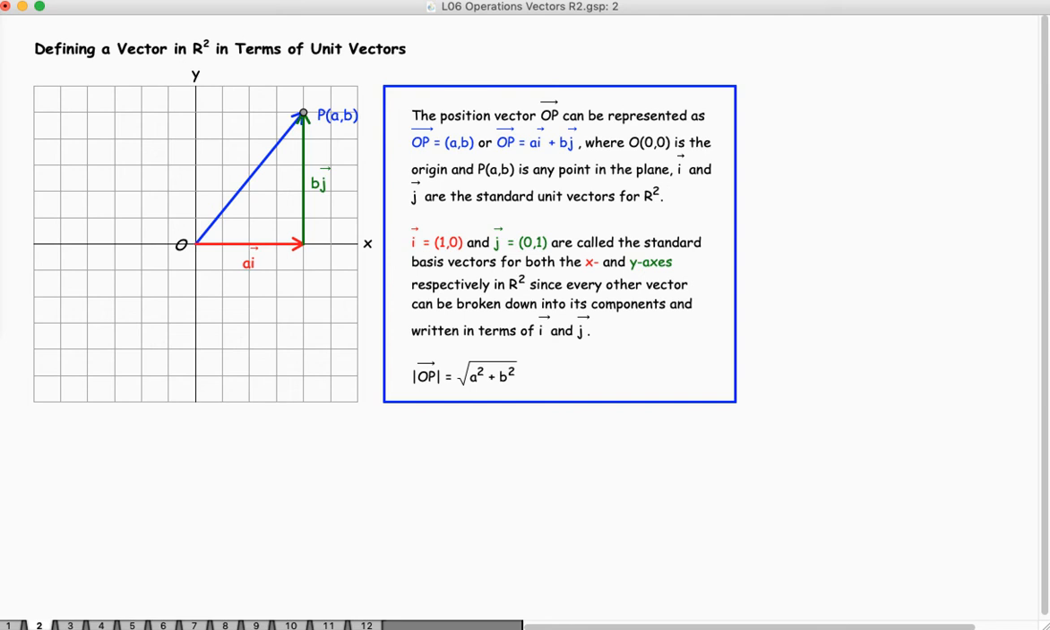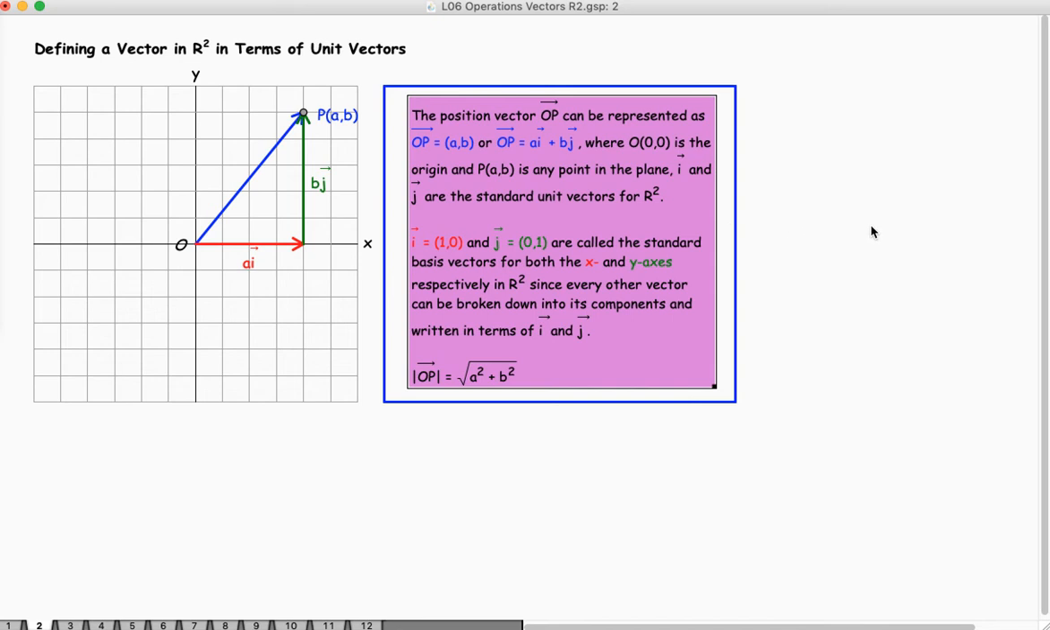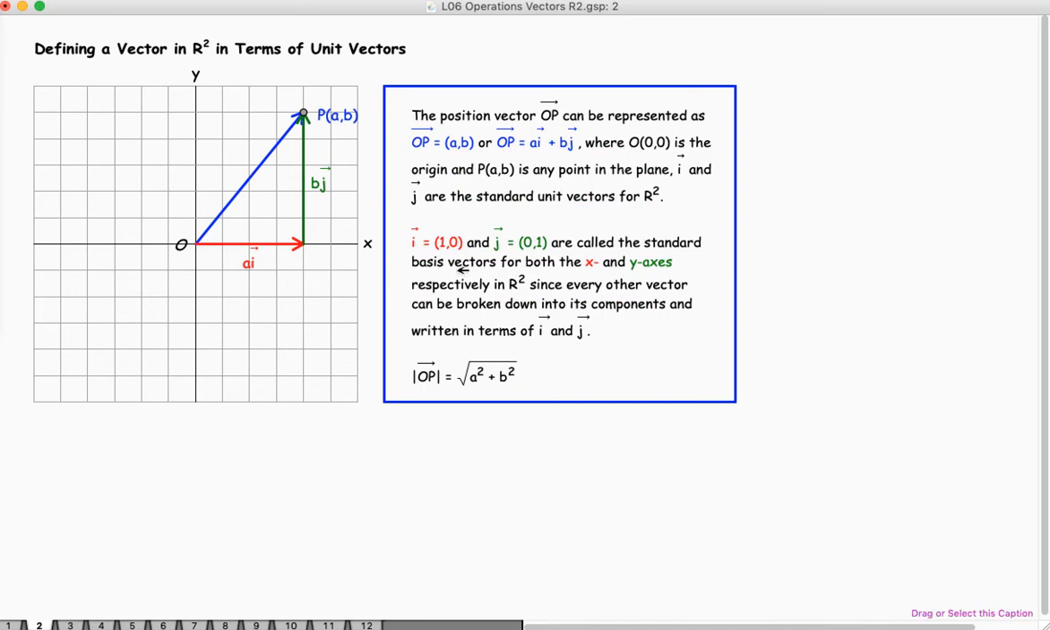All right, so summarizing what I've just noted. Position vector AB, from yesterday, we can now also write using unit vector form. The tail is at the origin 0, 0, and the tip is at the point a, b. i and j are called the standard basis vectors for both the x and y axes, i.e. the unit vectors. Unit vector i is 1, 0, unit vector j is 0, 1.